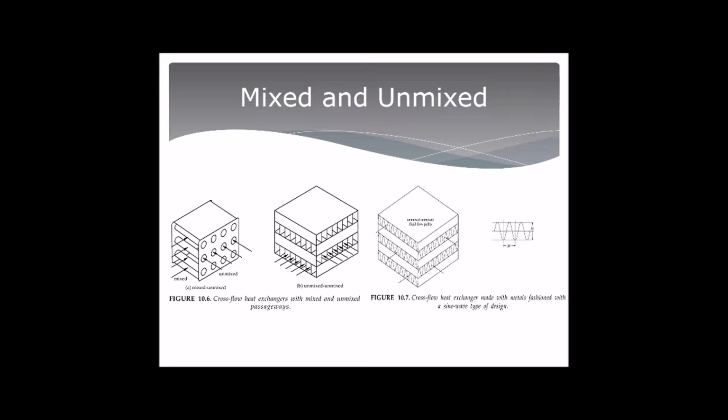Figure 10.7 shows an unmixed cross-flow heat exchanger in which the metal used is made into a shape reminiscent of a sine wave. This type is primarily used in some oil coolers.